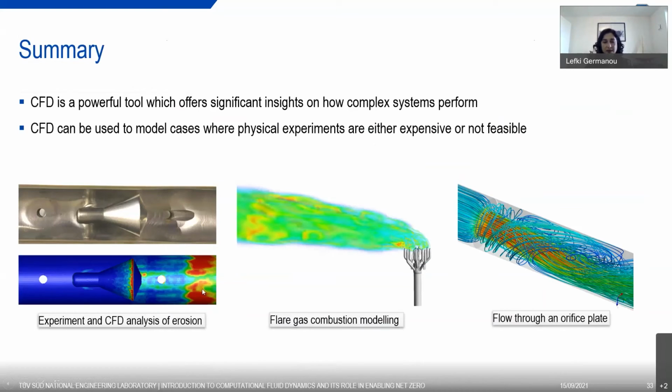At the bottom, you can see some examples of recent CFD studies we performed. On the left, we have the CFD analysis of erosion of a cone flow meter, and then a flare gas combustion modeling simulation, and simulation of the flow through an orifice plate, visualized nicely here with the velocity streamlines.